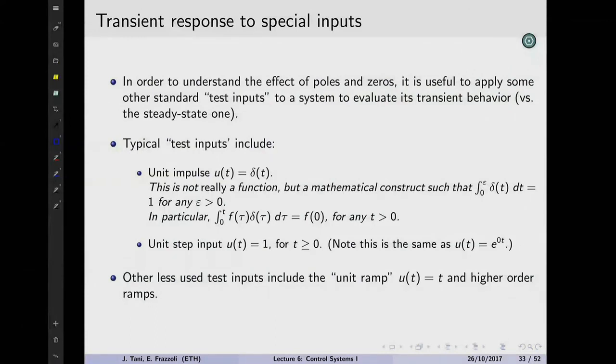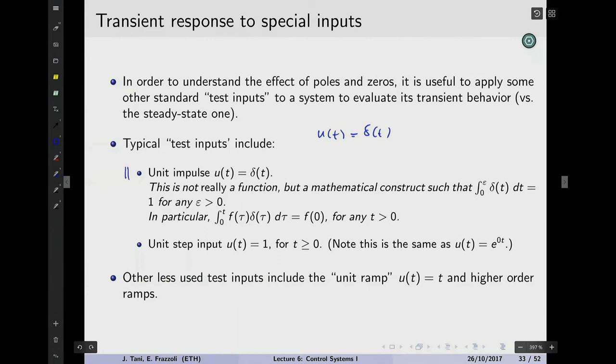Up to now, we used this special magic input, e to the t, to derive some properties of the response of systems. There are a couple of other famous, notable inputs that are often used to evaluate, for example, performance or other properties of systems. The first one is the so-called unit impulse. A unit impulse is when u of t is a delta of Dirac.